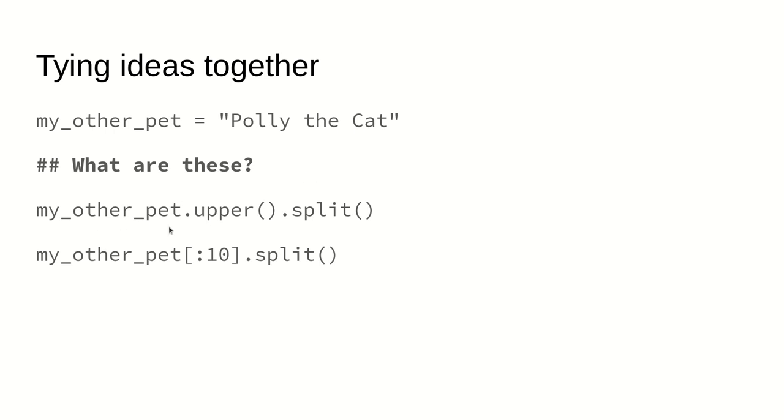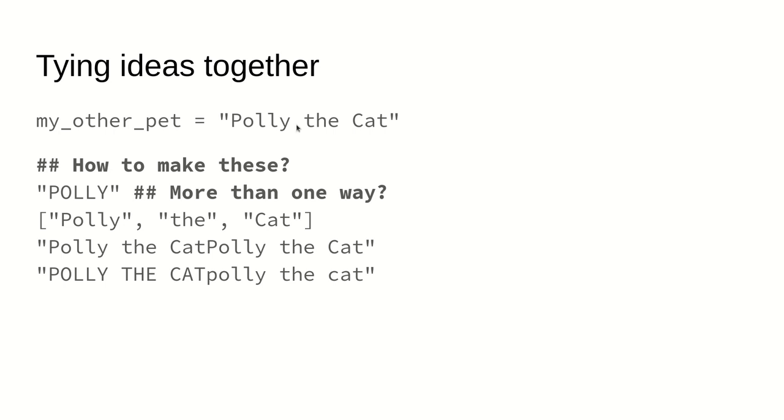Likewise here, I've said my other pet, and I've sliced from index 0 to 10. 0 is the default if I don't provide an original starting value. So it takes from characters 0 through 10, not including character 10, and it splits it on spaces again because I haven't specified anything for the split character, so it defaults to a space. So this would again create a list, but it would be a shorter list because it wouldn't include the last word there, just "Polly the."